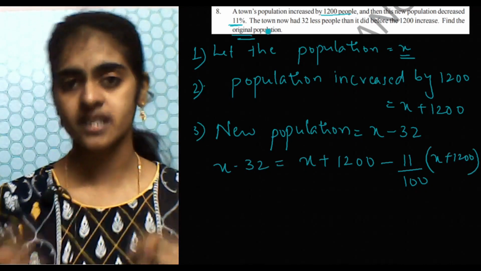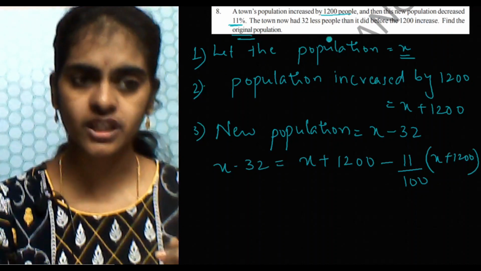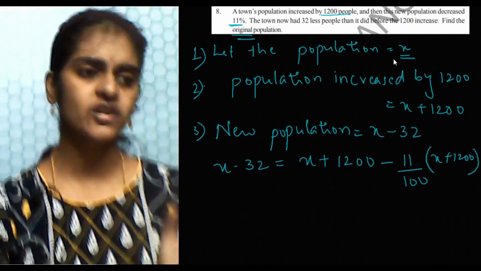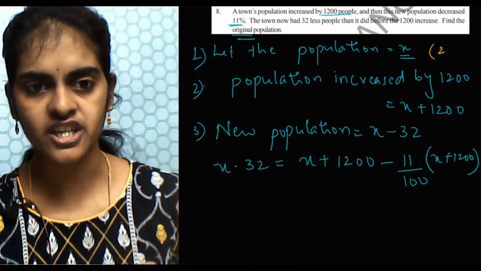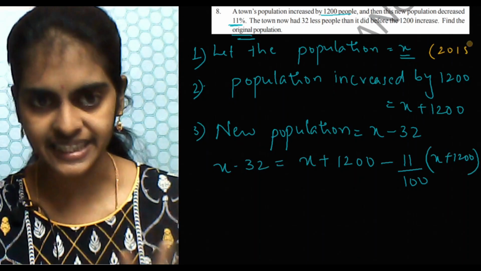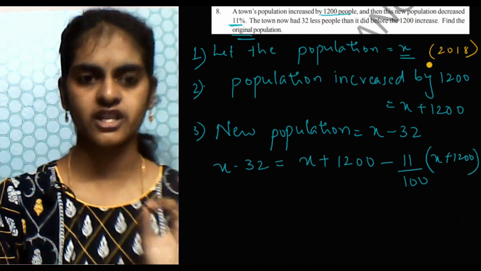Okay, so listen to the steps again. So we are taking the original population as x. Suppose I'll make it even simpler for you. I'll give you an example. Now suppose this is the population in 2018. In 2018 the population was x.